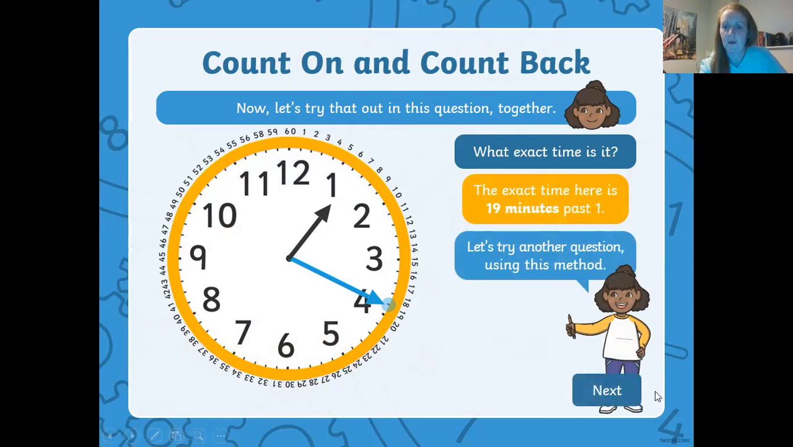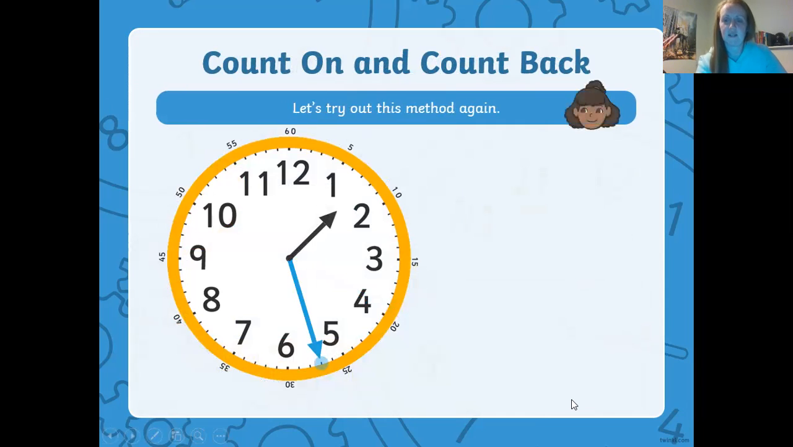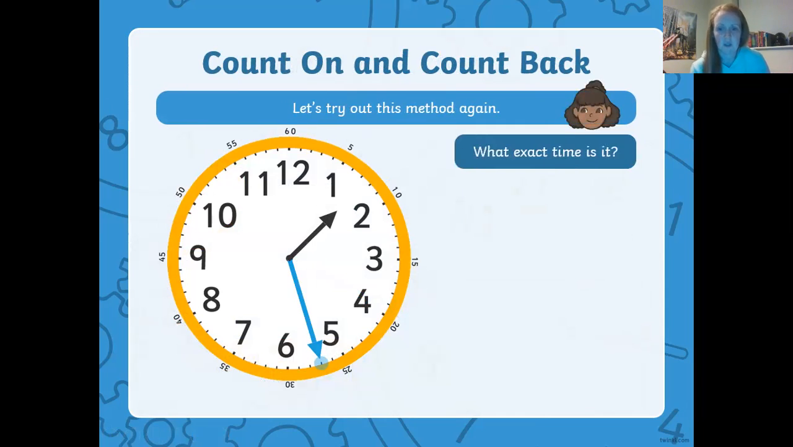Have another go at that. Okay, let's have a look at this one then. So, what exact time is it? It's up to you how you work this out now. You might want to go straight in counting in 5s, or you might want to go straight down to your half past, which we know is 30, and count backwards. I'm going to try it that way this time. So I know that this is 30, so I'm going to count backwards now. 30, 29, 28, 27 minutes. And it's past 1 still, 27 minutes past 1, or if I was writing it on a digital clock, it'd be 1:27.